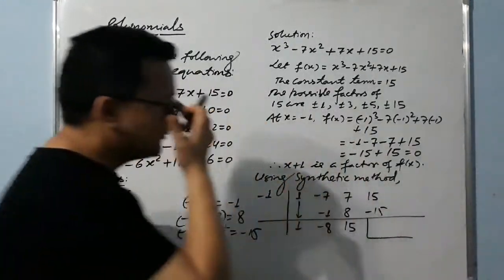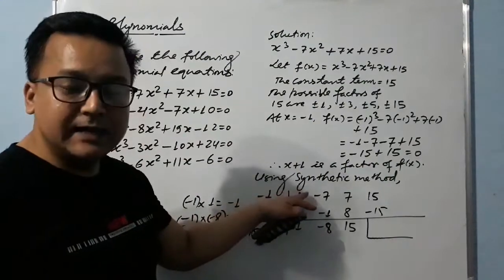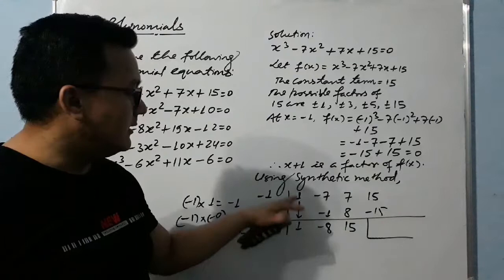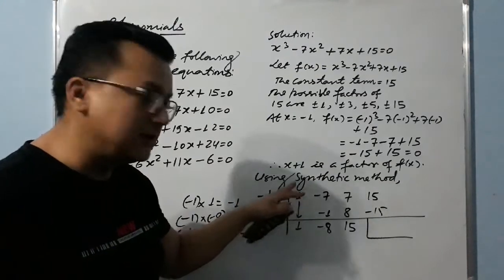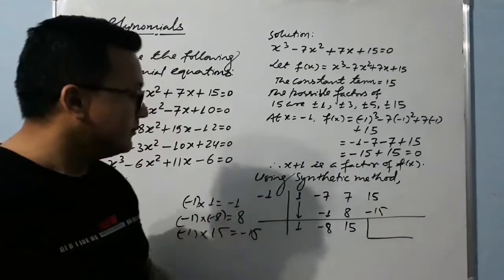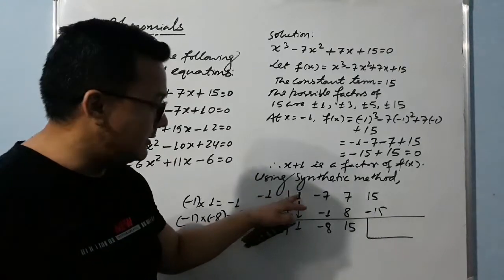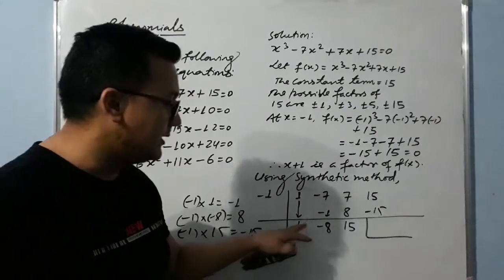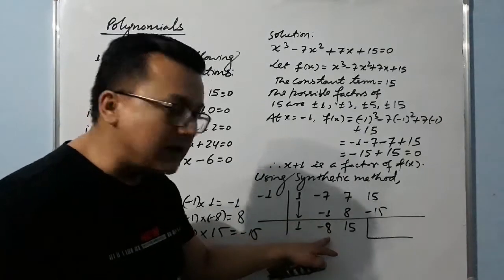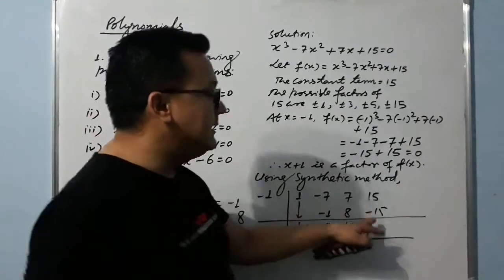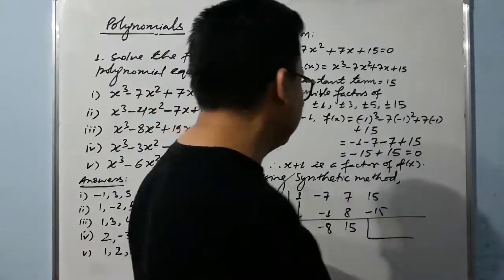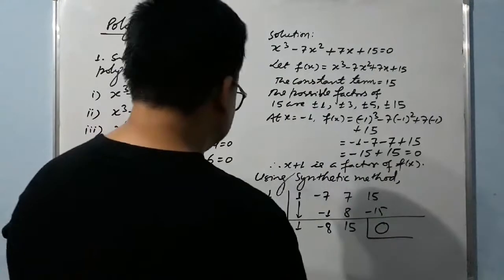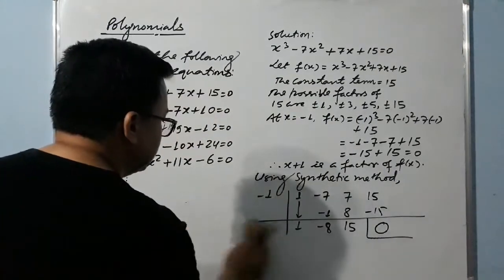Okay, this will be your result. If you had started from x cube, then this would be the coefficient of x square. But since we started from the coefficient of x cube, this is the coefficient of x square, then the coefficient of x, and this is your last term. And here you have the remainder. So the remainder is 0. So now I think you understood.